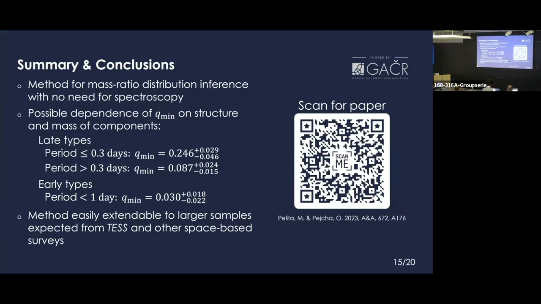Questions? So what is the physical interpretation of, you said a little bit about it, but this Q-min dependence on the period. So what do you think that results from?